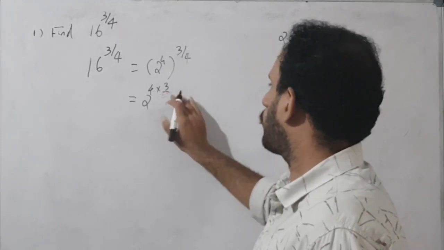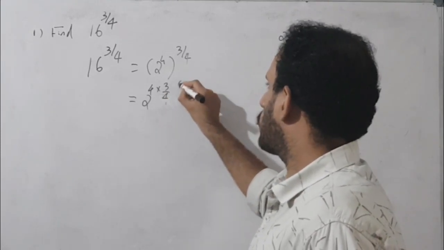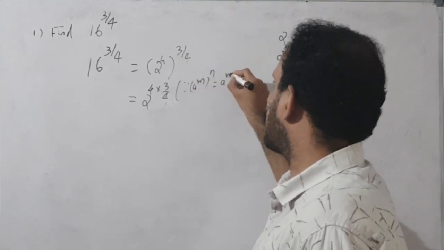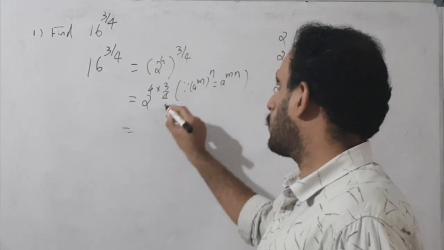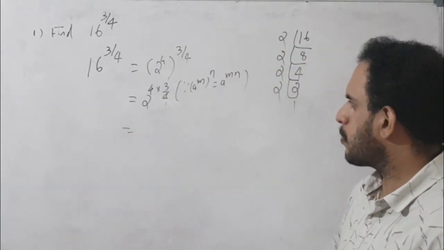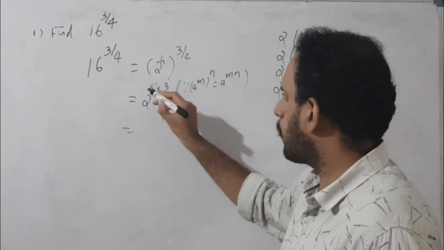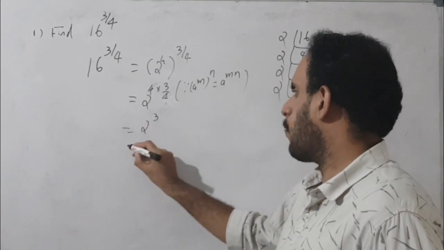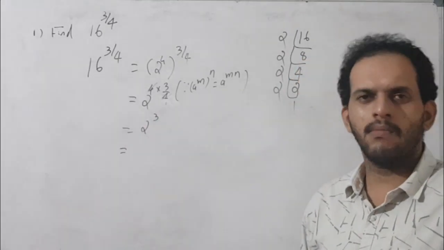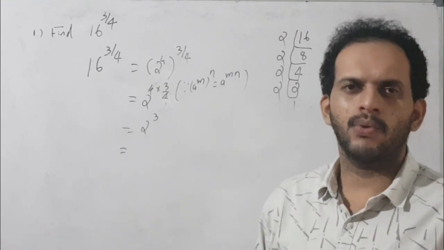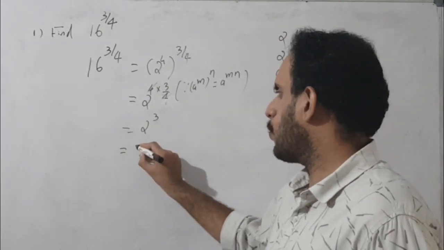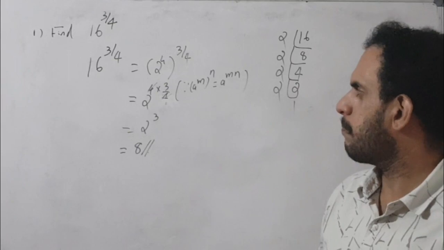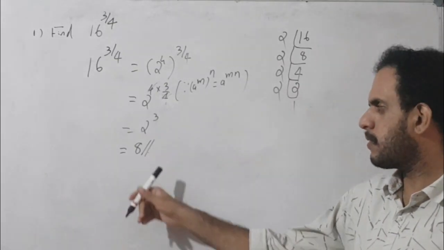The law: since a raised to m whole raised to n is equal to a raised to mn, it is possible to cancel 4 and 4. Then what is remaining? 2 raised to 3. What do you mean by 2 raised to 3? 2 raised to 3 means 2 into 2 into 2, which is equal to 8. So 16 raised to 3 by 4 is equal to 8.